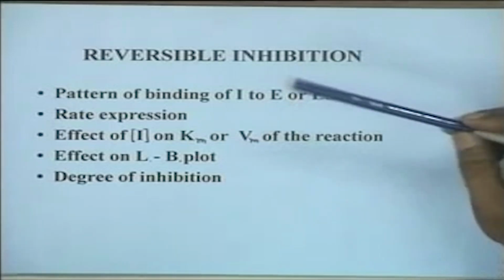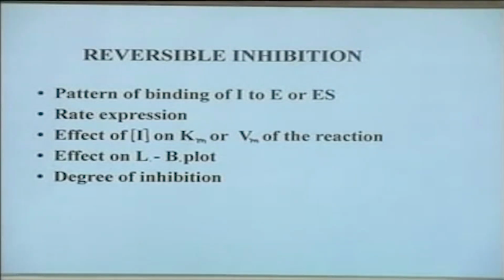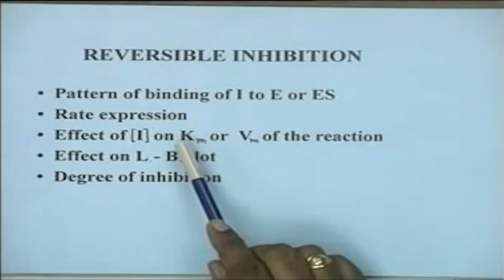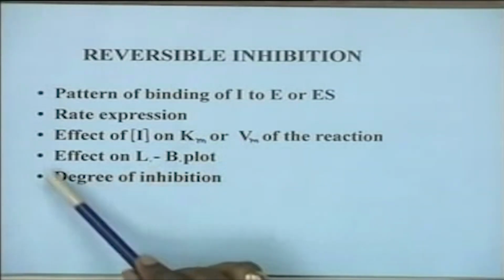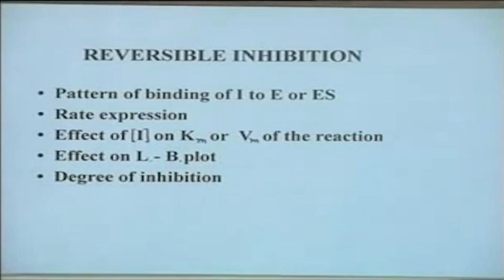for a particular class of inhibitor. Then one looks at the effect of the inhibitor on the Michaelis-Menten constant and the maximum reaction velocity of the reaction, and a particular class of inhibitor gives you a typical effect on the value of Km or Vm. Then another feature which can be looked at is the effect on the double reciprocal plot, the Lineweaver plot, and the nature of the Lineweaver plot, which is influenced as a function of inhibitor concentration, will also tell you about the class of a particular inhibitor.